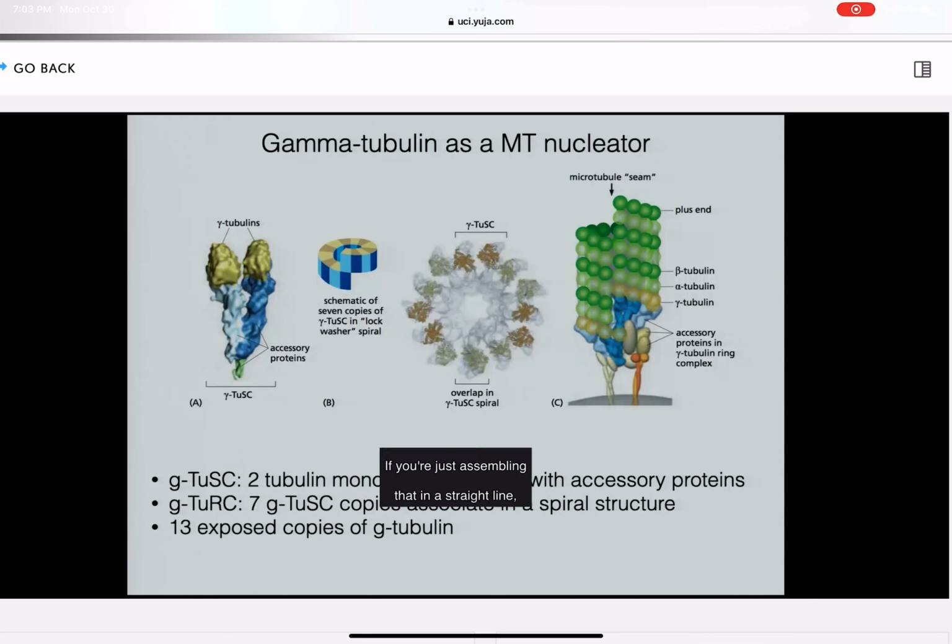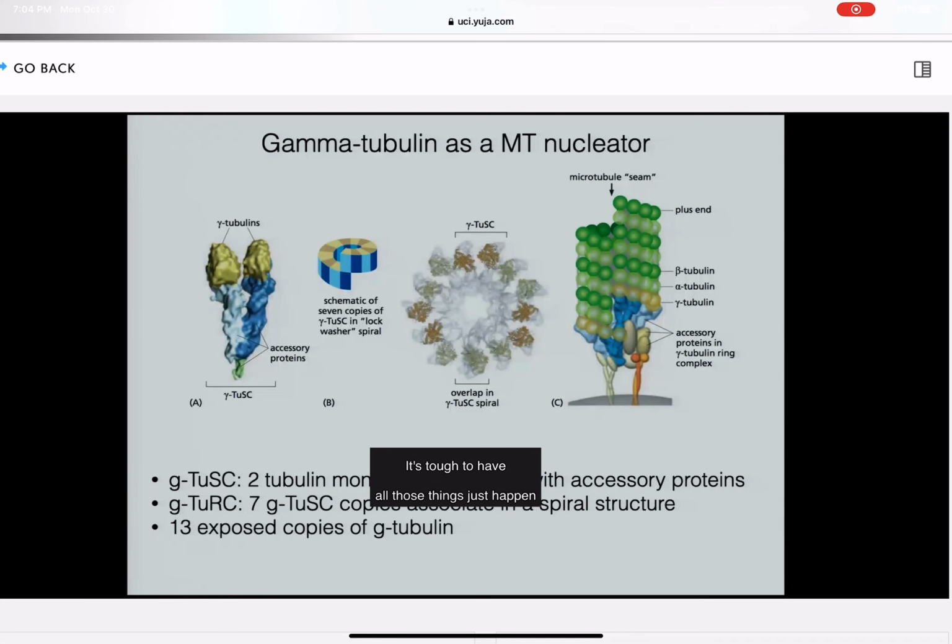Because keep in mind, see how these protofilaments are stacking on top of each other? Alpha, beta, alpha, beta, alpha, beta. If you're just assembling that in a straight line, the only contact you have with the other heterodimer is right there between the beta and alpha subunit. But if you have this nucleator set up, you can have attachments to the side, the bottom, and then when the next one attaches, you'll have it on the other side. So you have far more interactions to keep this stable when you have that nucleator present.